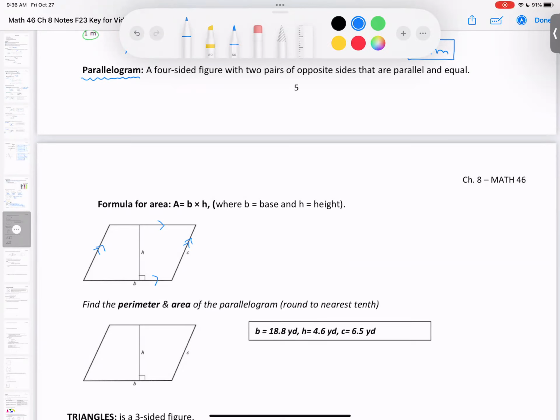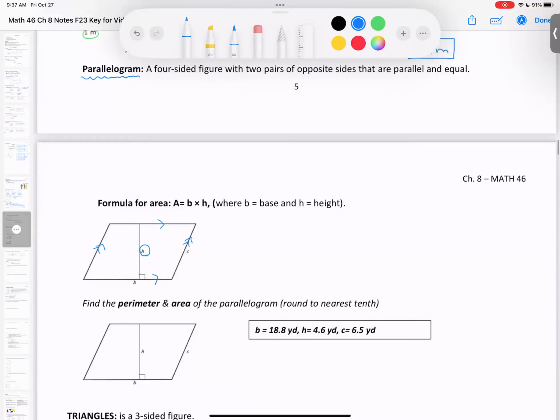If we were asked to find the area of this, well, you know the area of a rectangle is base times height. That's also true for a parallelogram. The height, though, is this here. It's going to be perpendicular to the side length. It's not the side length, not length C there. It's actually perpendicular to the base. So it's going to be base times height. And I'll just say here, height is perpendicular to the base.